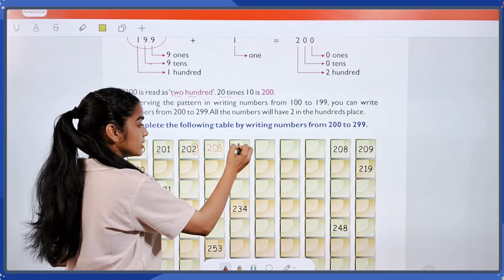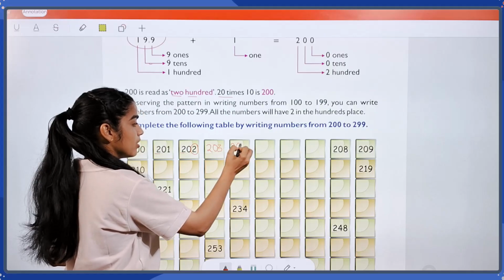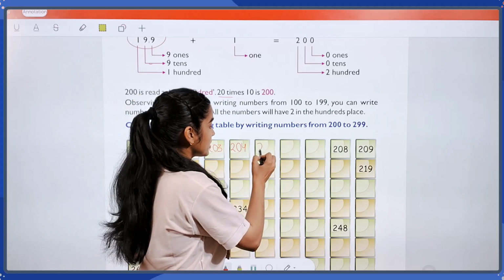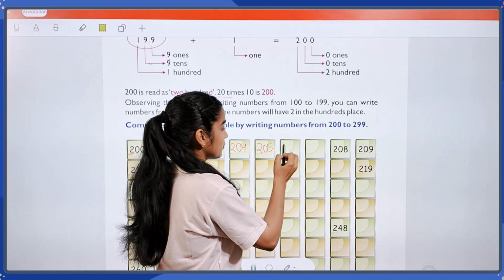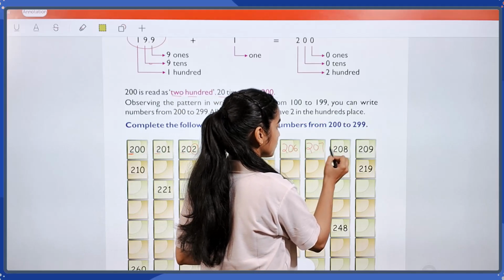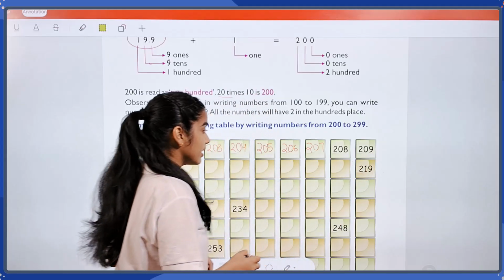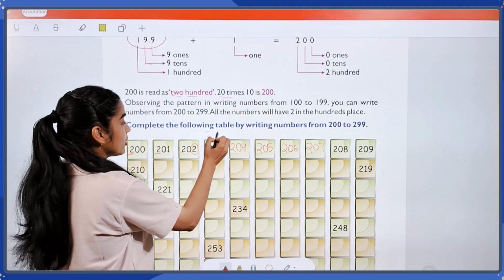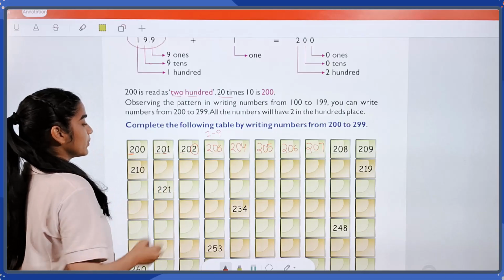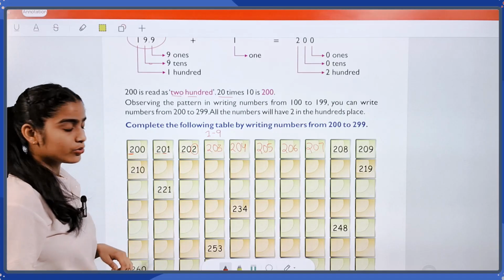Then 2 is common, 0 is common. What comes after 3? 4. So 204. You have to do the rest of the numbers like 205, 206, 207. Then you have 208 and 209. From 1 to 9, you have single digit numbers. That's why you use 0 between them. But after 9, we have two digit numbers.